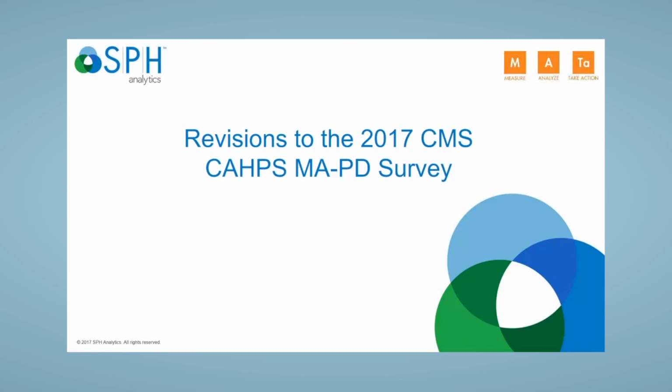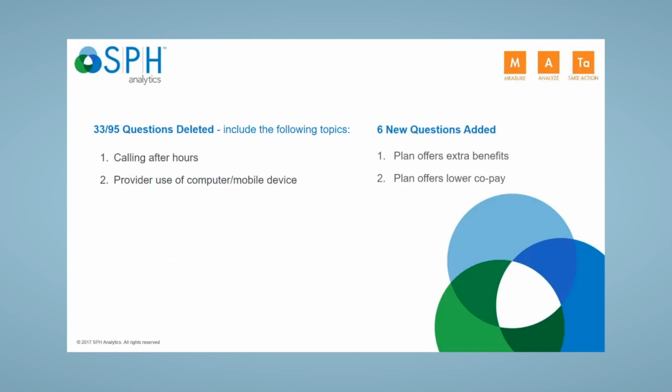Okay, let's turn now and look at some of the revisions to the MAPD CAHPS survey. So our Medicare CAHPS drill down survey has been designed to reflect the regulatory survey. And since the regulatory survey has had significant changes made to it this year, we're going to take a minute and review the main updates to the regulatory version, and then we'll talk about the updates that were made to the drill down survey to reflect these updates.